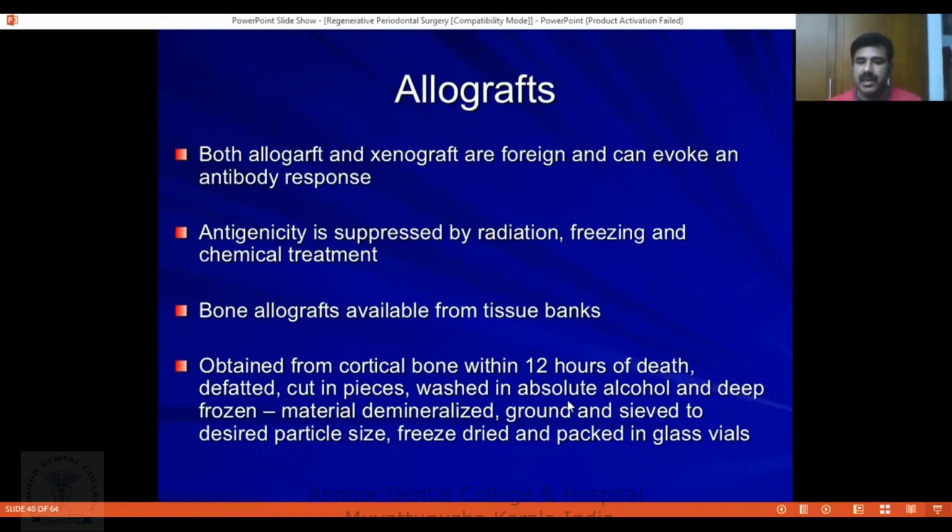So this material is then ground and sieved to the desired particle size. It's freeze dried and packed in glass vials. So this bone graft that is obtained from a different individual goes through a lot of different steps so that it can be used on a different individual.